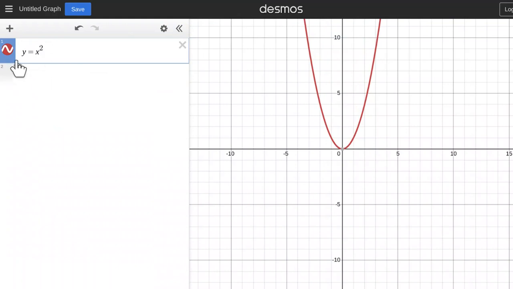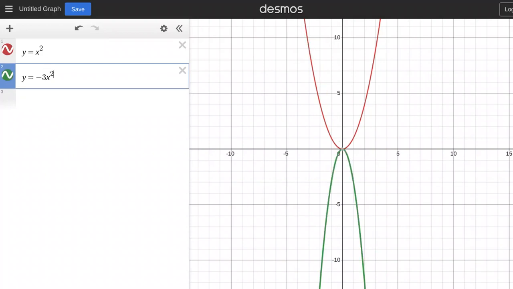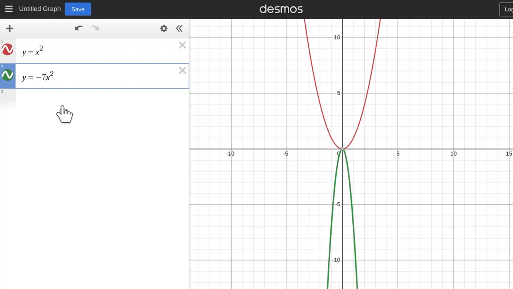So again, I'm going to keep my y equals x squared right here. And then let's play around with some negative numbers. So for example, I'm just going to start with y equals -3x squared. And that is this green parabola down here. We'll do a couple more. y equals -7x squared and y equals -20x squared.